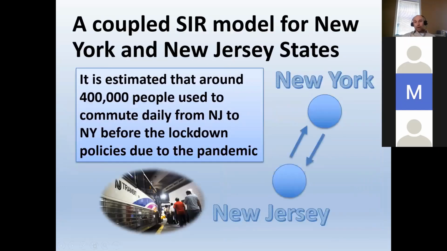So now you can extend that: you make a network made of two nodes. One node is for New York data, the second node is for New Jersey, and according to New Jersey Transit, which is the main company transporting people between New Jersey and New York, 400,000 people used to commute daily from New Jersey to New York before the lockdown policies, right?